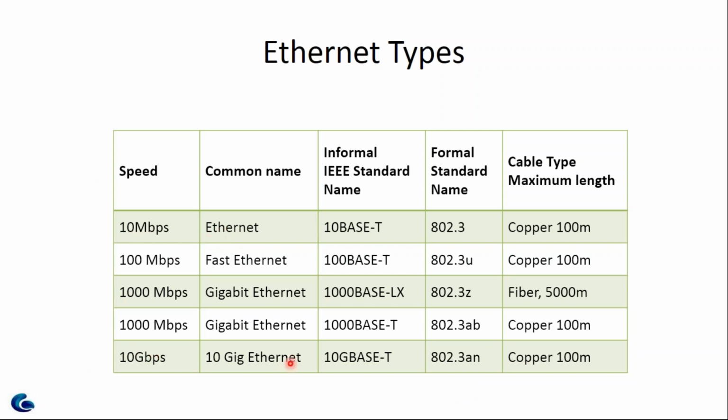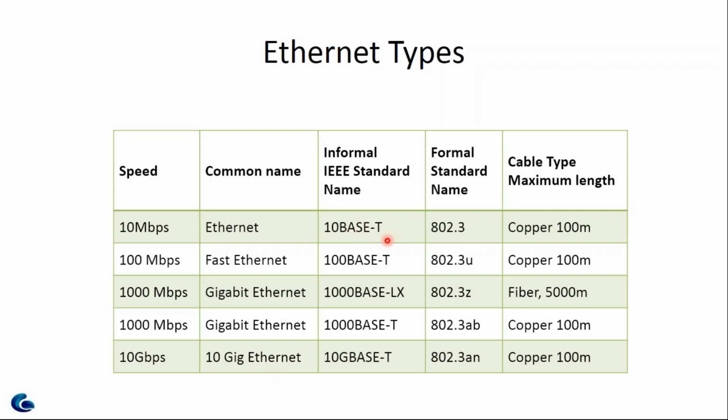These are the common names. If someone says Ethernet, strictly that means it is a 10 Mbps link. If it is Fast Ethernet, it is 100 Mbps. Gigabit Ethernet tells you it is a 1 gig connection, and if it is 10 Gigabit Ethernet, obviously it is 10 Gbps. So these are the common names people use, but these are the names given by the IEEE.